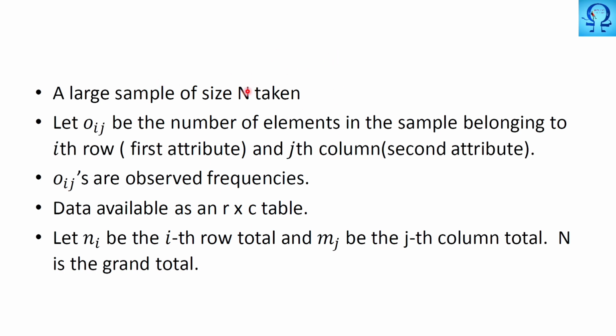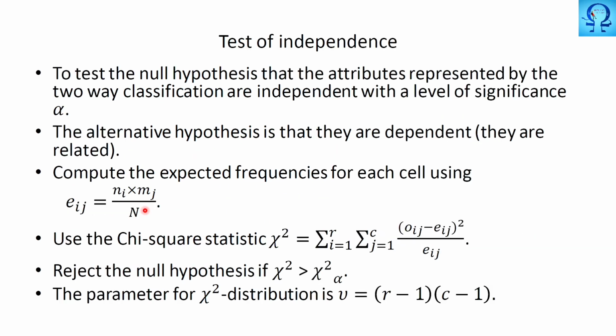A large sample would be taken. As I showed, we will have observed frequency and expected frequency, and based on that we will do all the calculations. Here the null hypothesis is that the attributes represented by the two-way classification are independent, with some level of significance alpha. The alternative is that they are not independent, that is, they are dependent. To calculate the expected frequency, Ni is the row total, Mj is the column total, and N is the total. The chi-square statistic would be this.